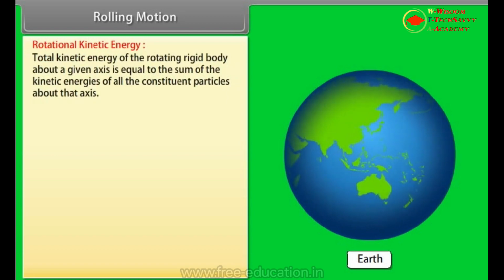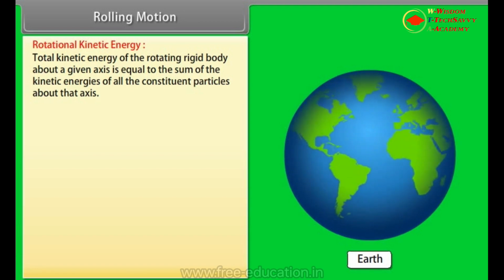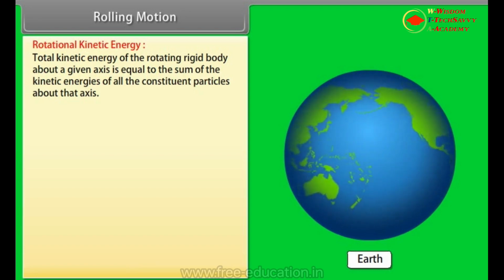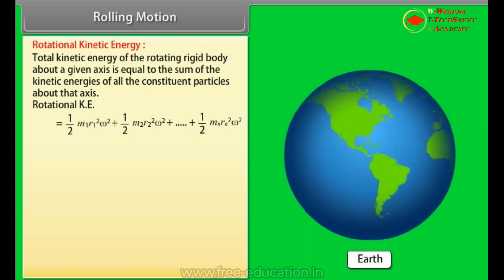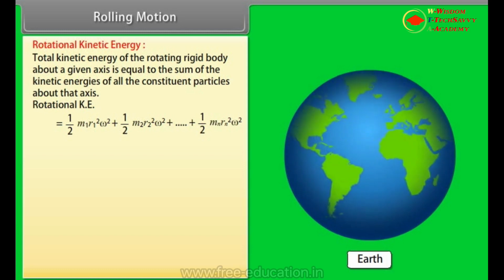The total kinetic energy of the rotating rigid body about a given axis is equal to the sum of the kinetic energies of all the constituent particles about that axis. Rotational kinetic energy is equal to half m1 r1 square omega square plus half m2 r2 square omega square plus so on till half mn rn square omega square.